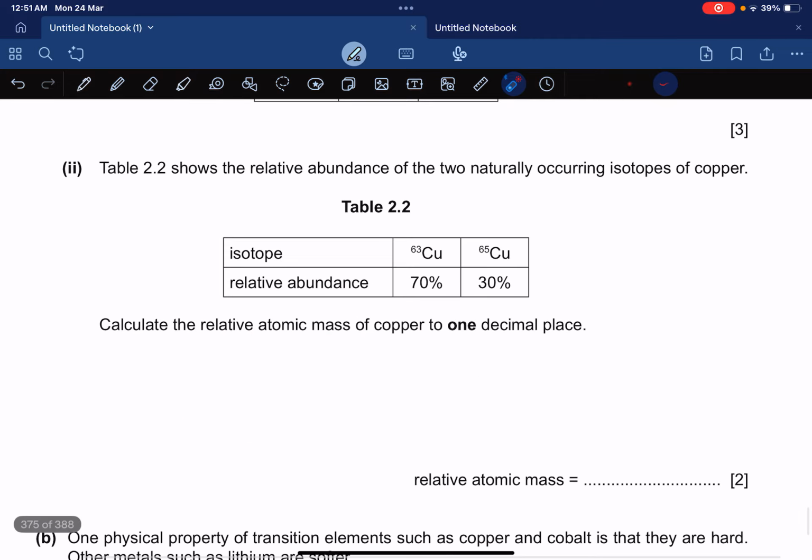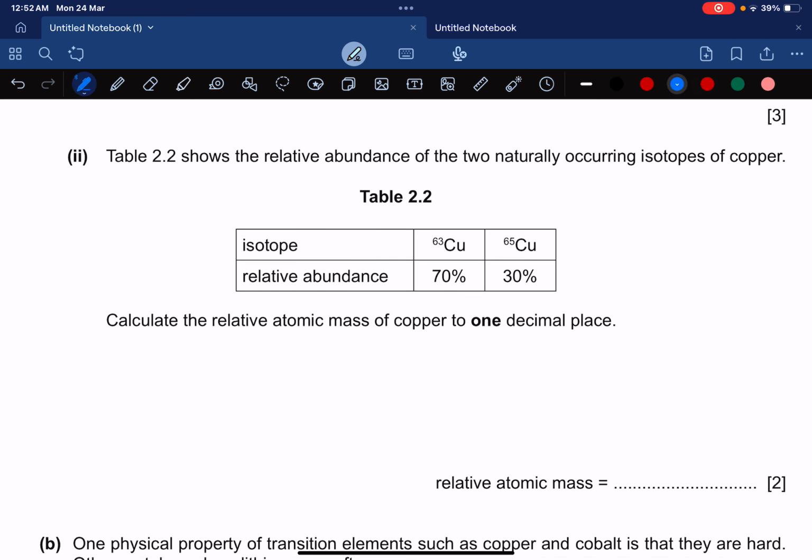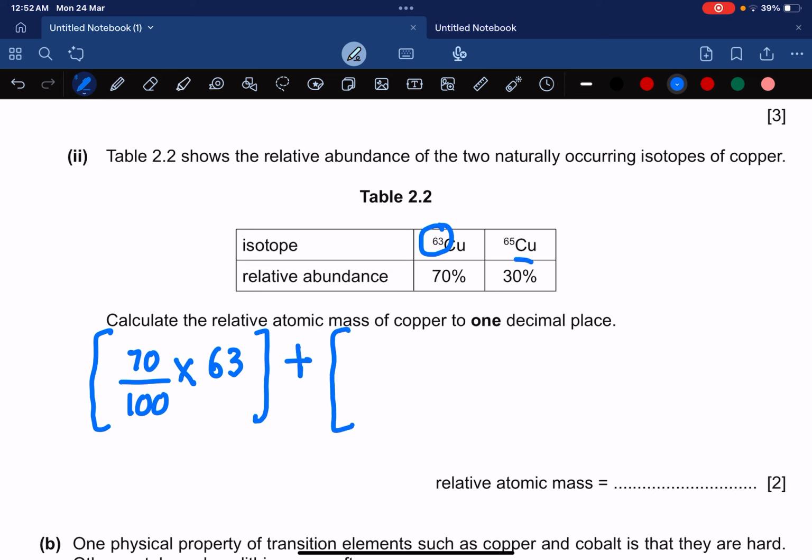Achha, the formula for that is very simple. First thing you do is you write the percentage. That's going to be 70 of the first isotope, 70 upon 100. And then you multiply the percentage with the mass, which is 63 for this copper, okay? And then you add these both. Now you write the percentage for the second copper, which is 30 upon 100, into the mass of the second copper, which is 65.